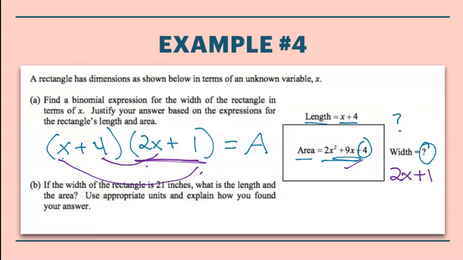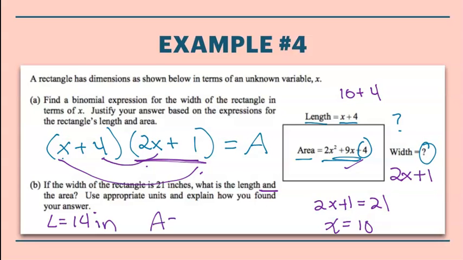All right. The second part of this says if the width of the rectangle is 21 inches, what is the length and the area? So if the width is 21 inches, I know that 2x plus 1 has to equal 21. And when I solve for x, minus 1 divided by 2, I get that x is 10. So if x is 10, then the length is 10 plus 4. So the length is 14 inches.